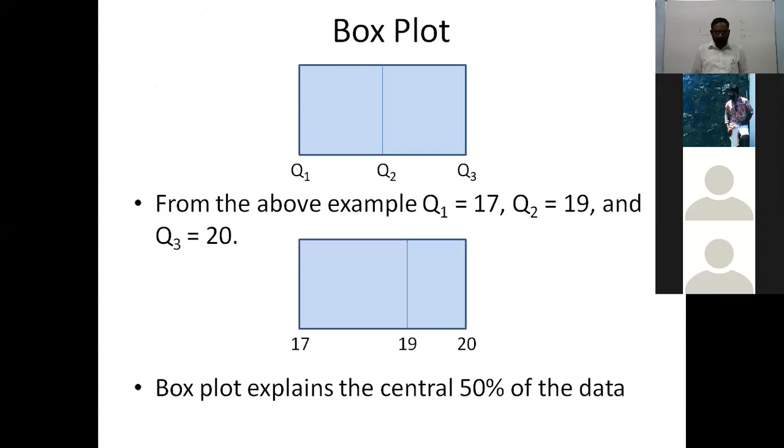One of the techniques is box plot. Frequency, pie chart, bar chart, histogram. Then this is called a box plot. Box plot is actually explaining only Q1, Q2, and Q3. What do you mean by Q1, Q2, and Q3? How do you call that?